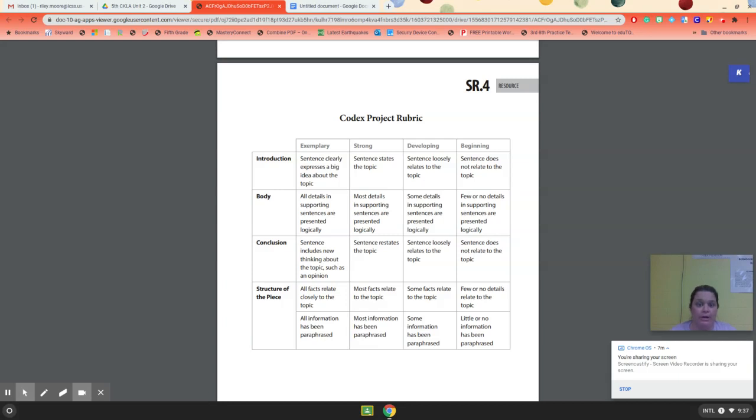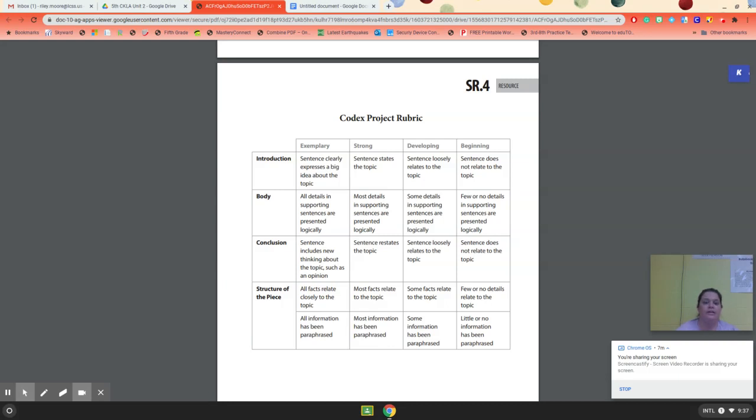That would be exemplary. Strong is most of your details support the main idea. Okay, most, not all, most. Developing would be some details in supporting sentences are presented logically. And then beginning, which I shouldn't have to worry about, is few to no details. We're going to have details that support our main idea.